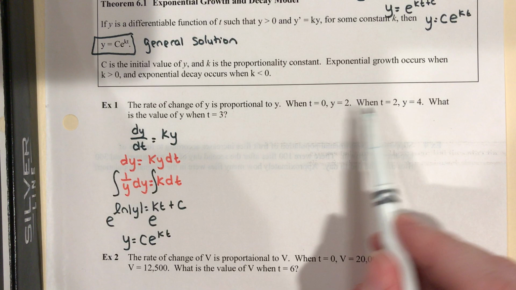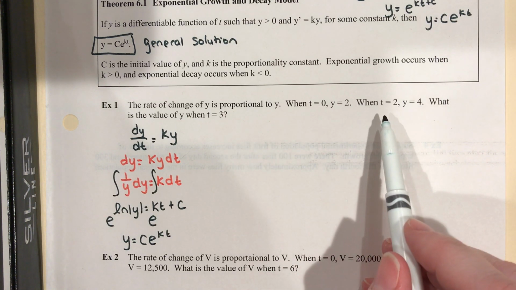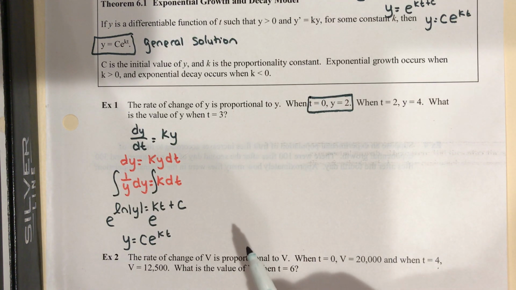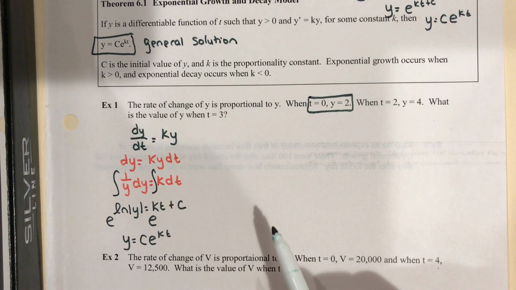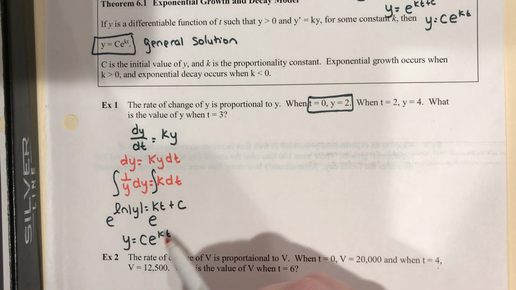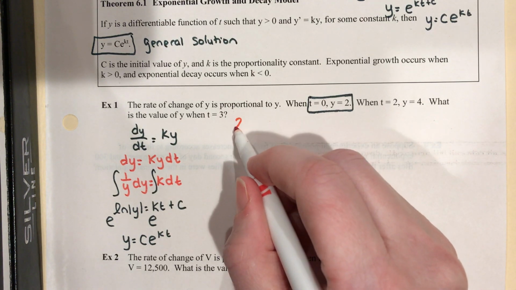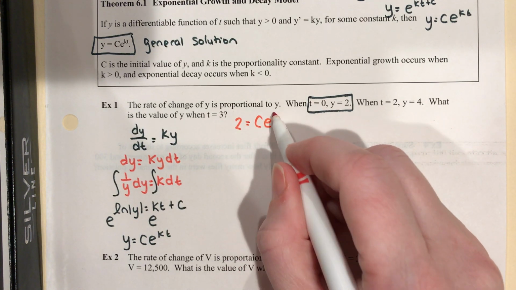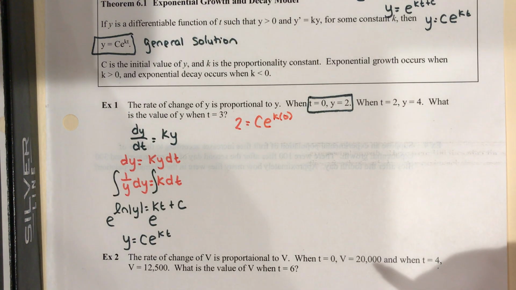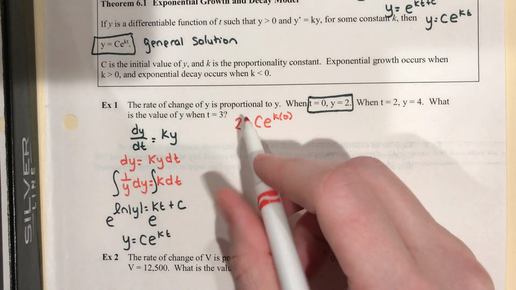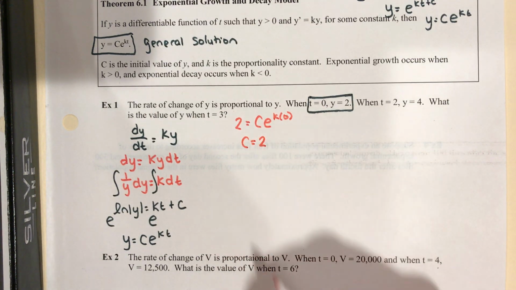Now they give us a bunch of givens here, actually 2 sets of givens. I always want to use the one with the 0 in it first because 0 helps us to eliminate some things and hopefully helps us solve things a little bit faster. So what I'm going to do is I'm going to plug in these values into my general solution here. So y is 2 when t is 0. So if I solve this, that's e to the 0, which is 1. C actually is going to equal 2. So now I know what C is.